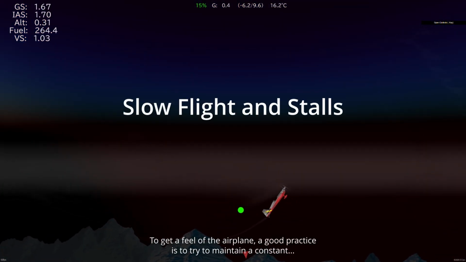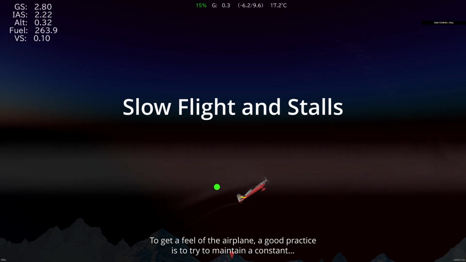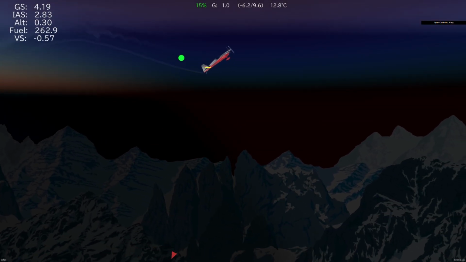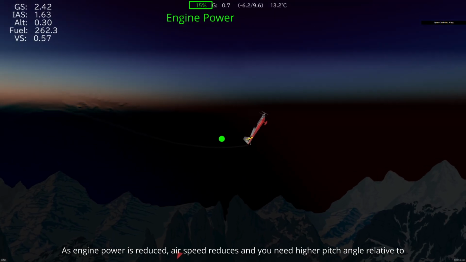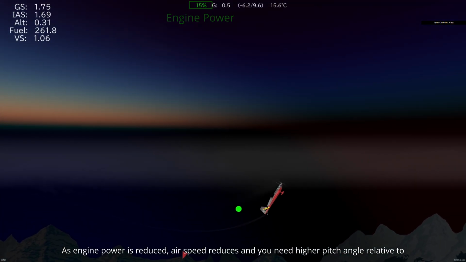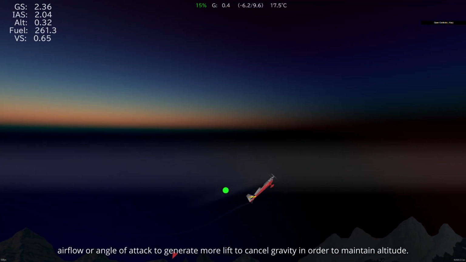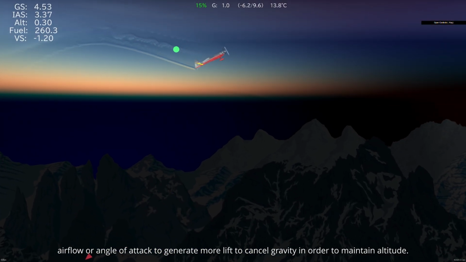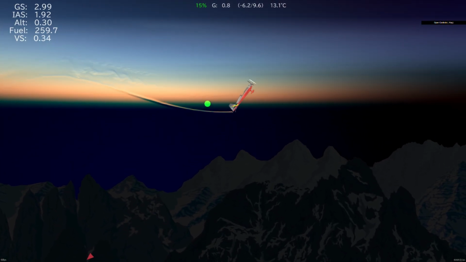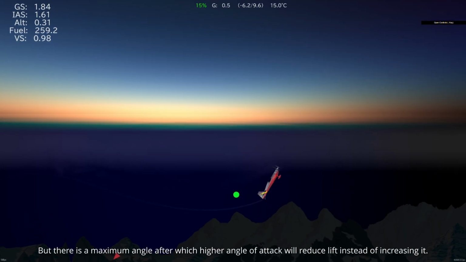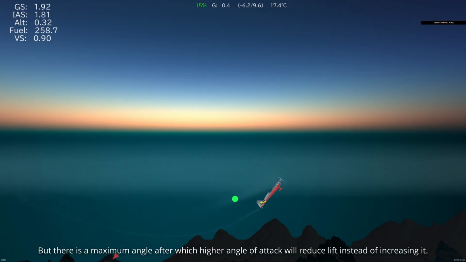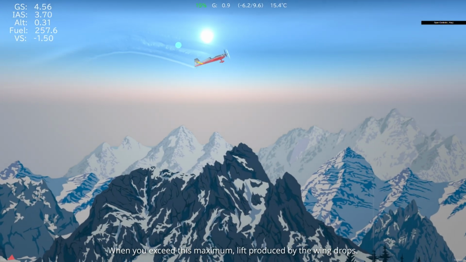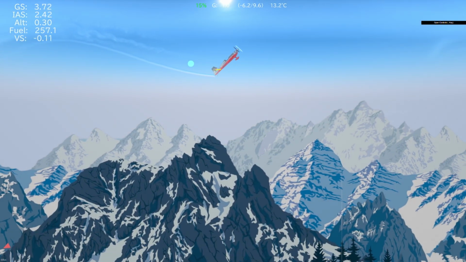To get a feel of the airplane, a good practice is to try to maintain a constant altitude using the least amount of engine power. As engine power is reduced, airspeed reduces and you need higher pitch angle relative to airflow, or angle of attack, to generate more lift to cancel gravity in order to maintain altitude. But there is a maximum angle after which higher angle of attack will reduce lift instead of increasing it. When you exceed this maximum, lift produced by the wing drops.